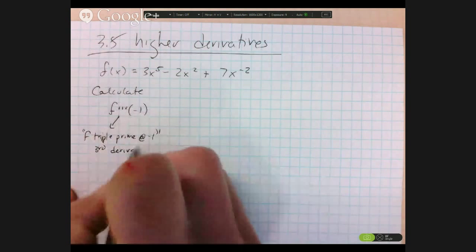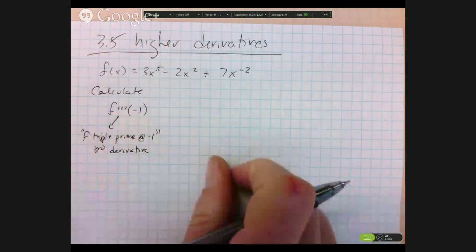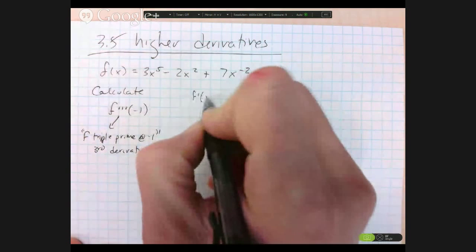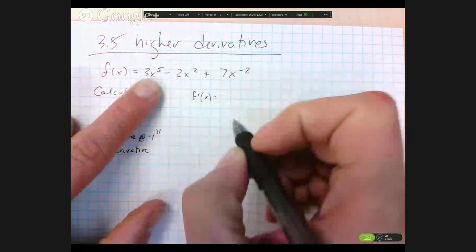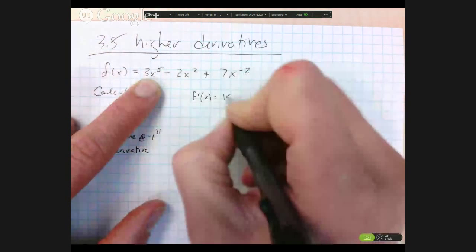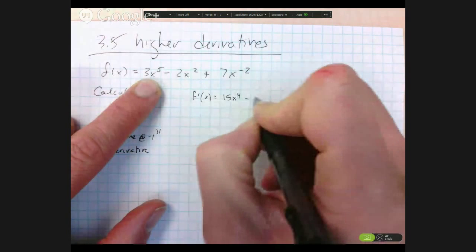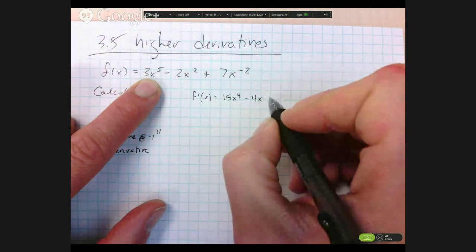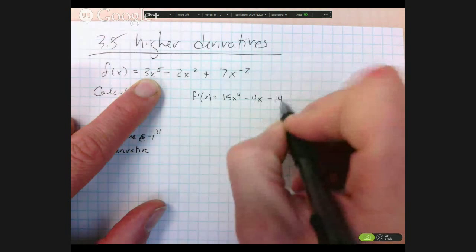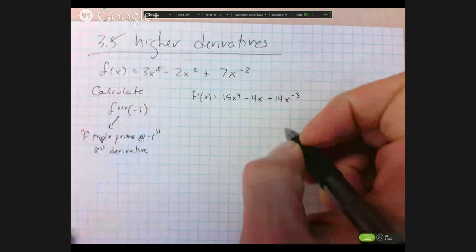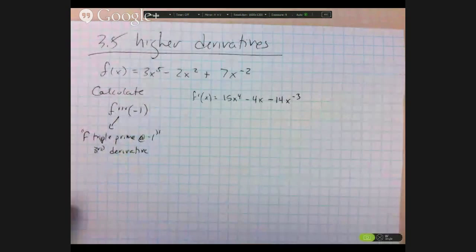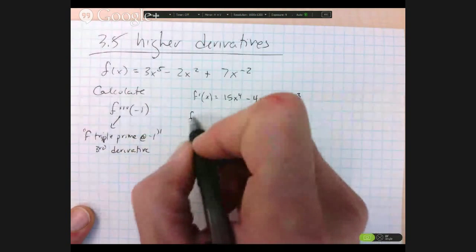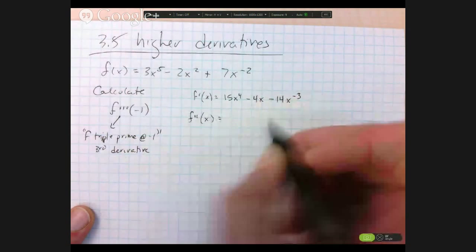Why? What is this? Oh, we'll get there, Ben. We're just doing the formal math right now. So what is f prime at x of that? What's f double prime? Derivative of that.